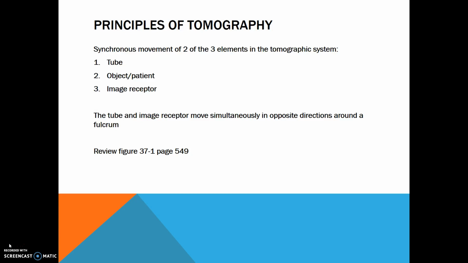Principles of tomography include synchronous movement of two of the three elements in the tomographic system, which include the tube, the object, and the image receptor. The tube and image receptor move simultaneously in opposite directions around a fulcrum point.